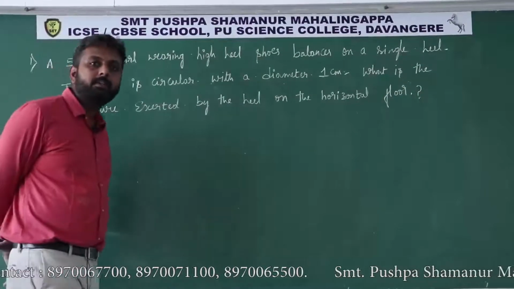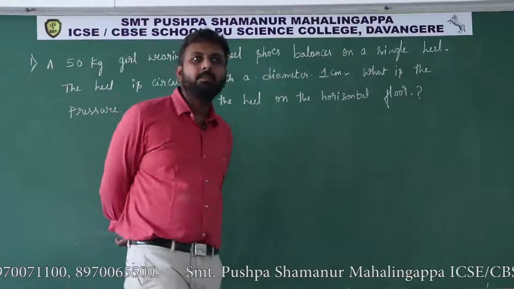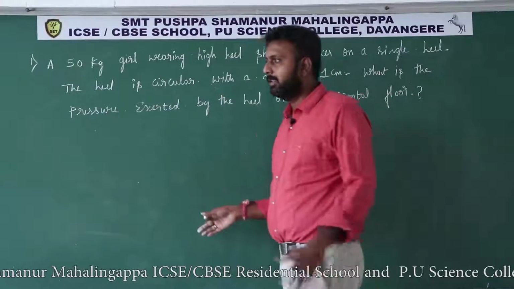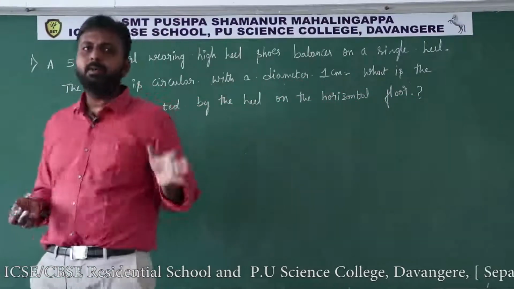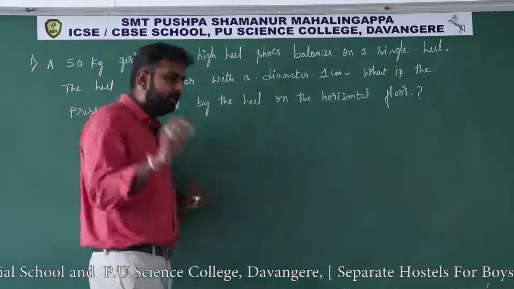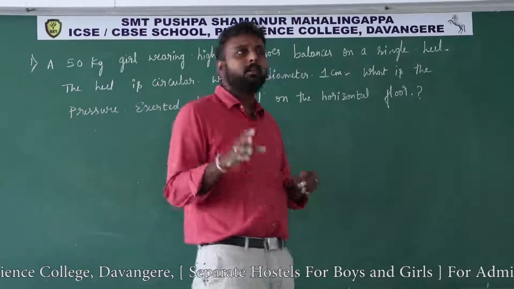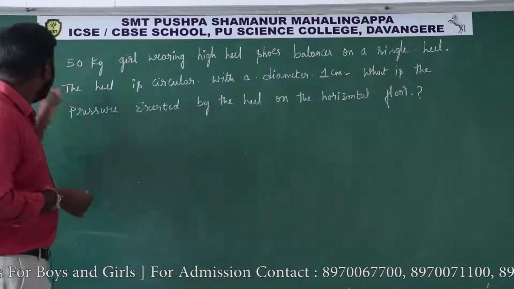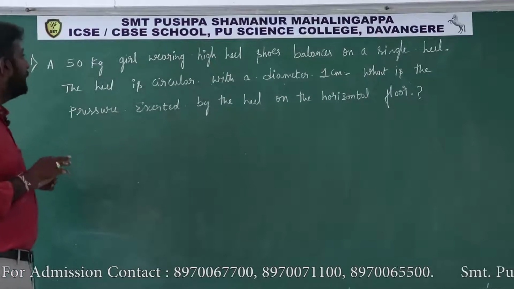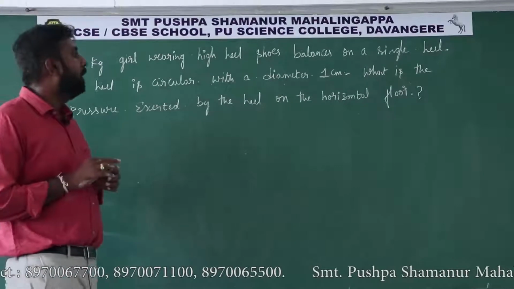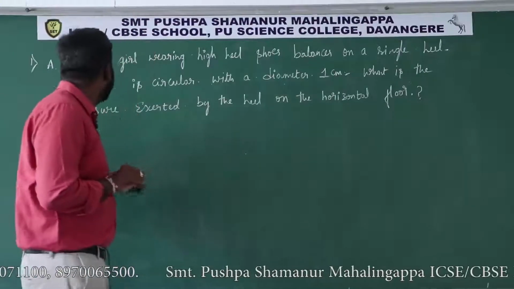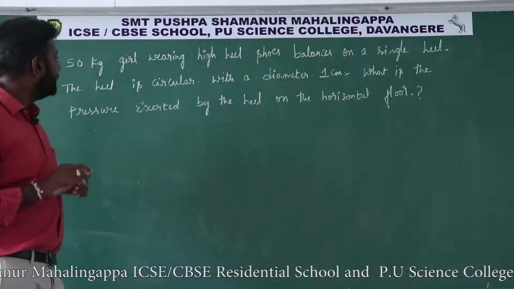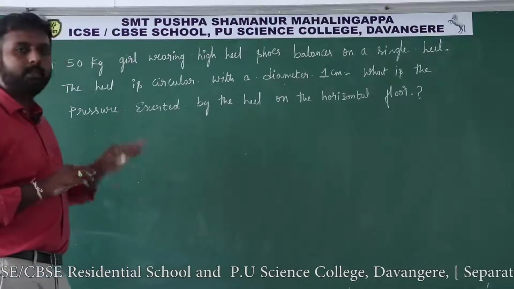So in this mechanical properties of fluids chapter, numericals for the PU exam, they will rarely ask. In this chapter, the problems are not that important for the PU exam, but for competitive exams, definitely they are very important. So this NCERT problem, first I will explain. What is given here? A 50 kg girl wearing high heel shoes balances on a single heel. The heel is circular with a diameter of 1 centimeter. What is the pressure exerted by the heel on the horizontal floor?